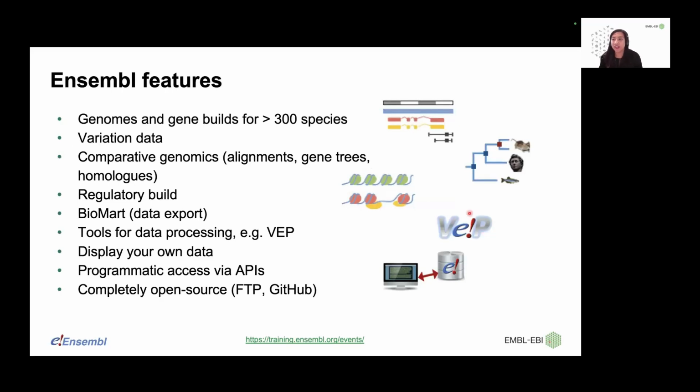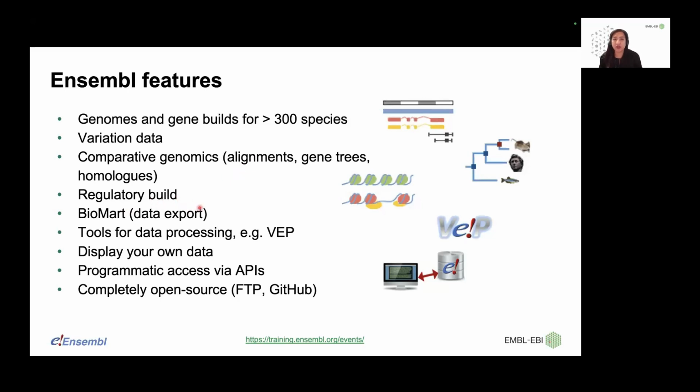We have many different features that we annotate in Ensembl. These include genes, variants, promoters, binding sites, and many, many more. We have variation data in a number of different species. We've got comparative genomics data, so alignment, gene trees, and homologs. We also have regulatory builds for a number of species.